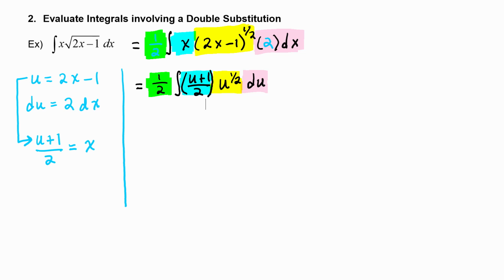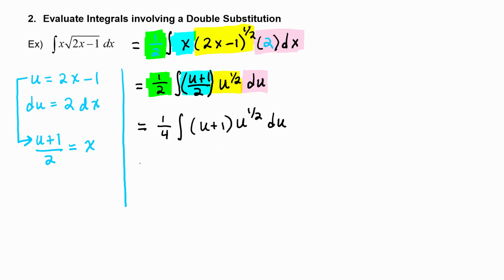Now, every element from the original integral in terms of x has been replaced with its corresponding element in the new integral with u. Now let's start to simplify here. This 2 right here is a constant. Let's bring it out front as another 1/2. So 1/2 times 1/2 means we have a coefficient of 1/4 out front. Then that means we are integrating the quantity u plus 1 times u to the half du.